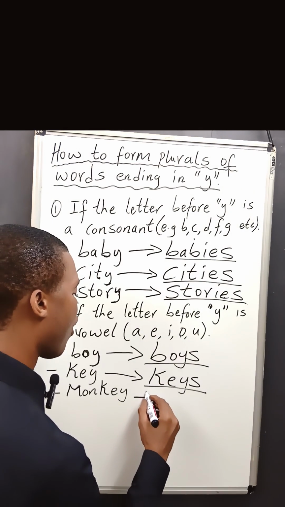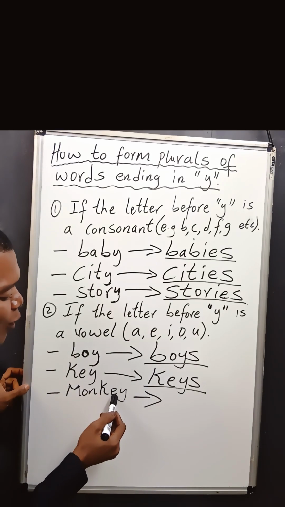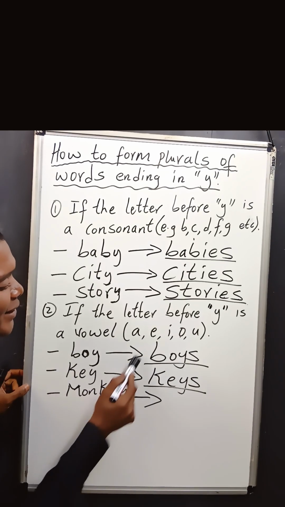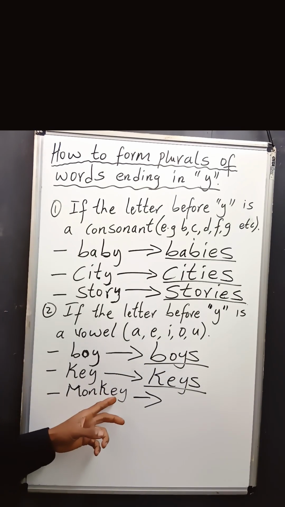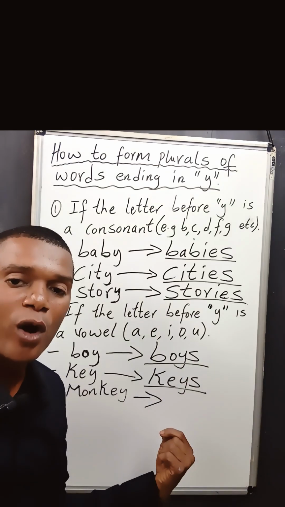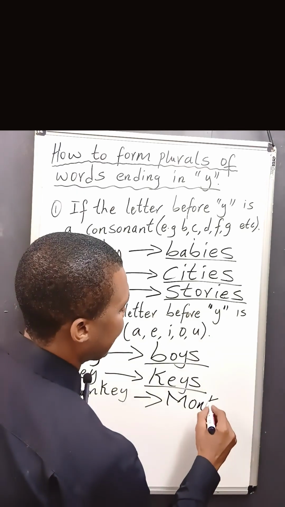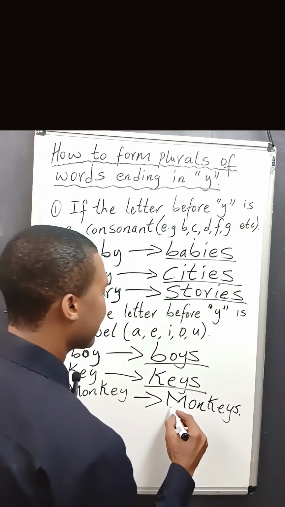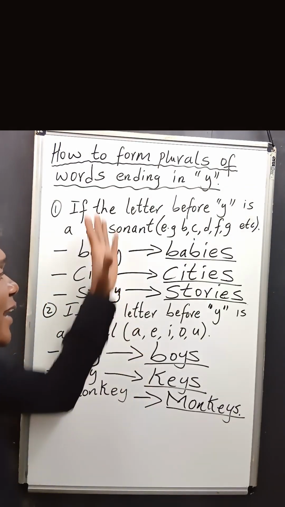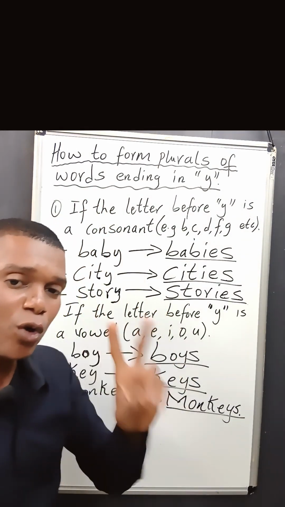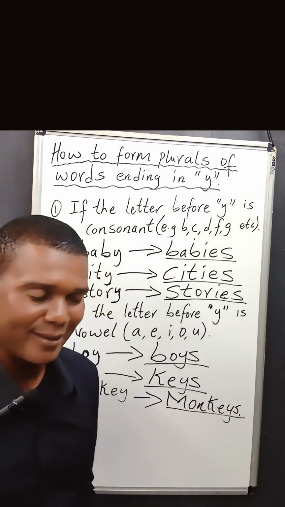Next is monkey. What is the plural of monkey? Taking a look at Y, the letter that comes before Y is E, and E is a vowel. Because E is a vowel, we add S to the word, then it becomes the plural: monkeys. So these are the two main rules you need to take into consideration when forming the plural of words that end in Y.